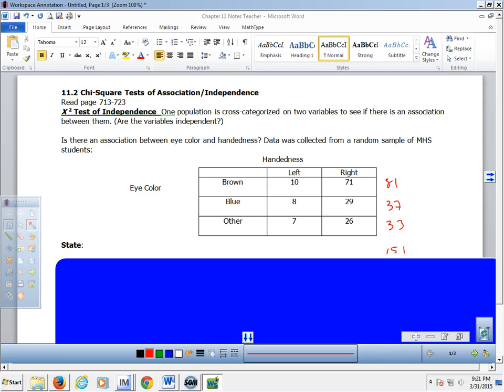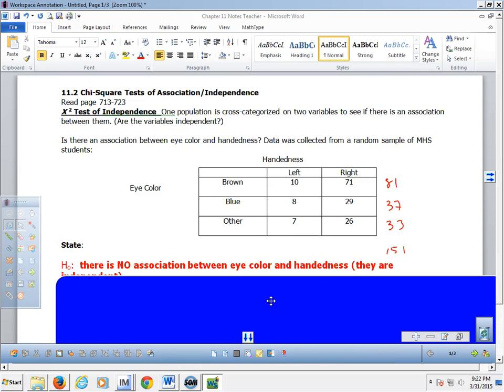Okay? So, what do we want to know? Well, is there an association between eye color and handedness? If you're left-handed, are you going to be blue-eyed, right? Or, it looks like the two-way table right now suggests that you're more likely to be brown-eyed. And so, let's go take a look, right?